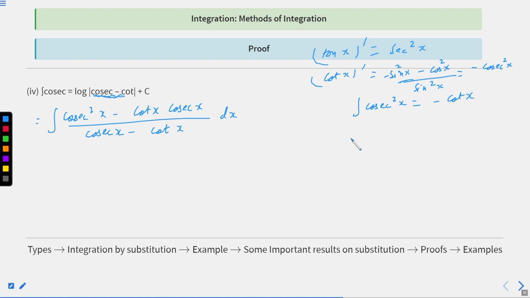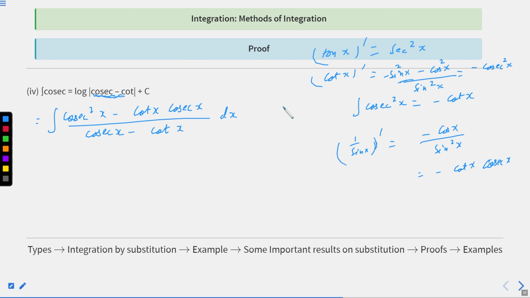Now what about cosec x derivative? Cosec x derivative means 1 by sine x derivative, which is minus cos x over sine square x, and this means minus cot x cosec x. So if you take the denominator cosec x minus cot x as t, then you can have this derivative.